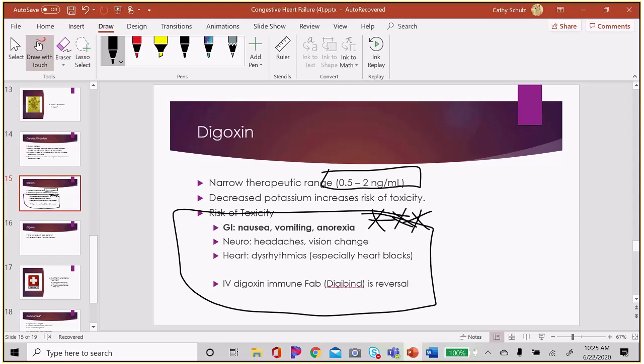The other issue, and what we were trying to avoid, is the dangerous toxicity: dangerous heart dysrhythmias, especially heart blocks that could cause problems for the patient, lead to hospitalization or potential death. So if the patient is toxic on digoxin, there is a reversal agent, which is almost like an antibody. It's IV digoxin immune Fab, and its brand name is Digibind, and it's reversing or binding the excess digoxin to protect the patient. So that's an important slide. It will definitely be on the exam.